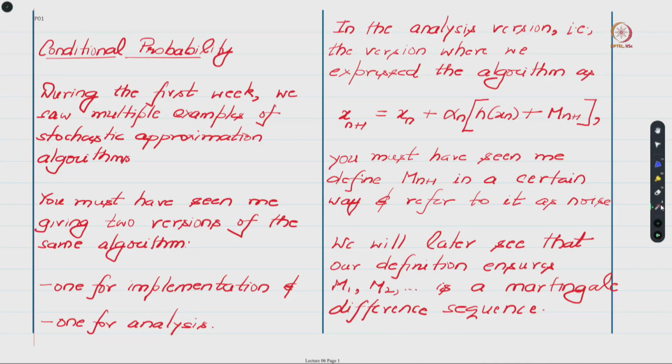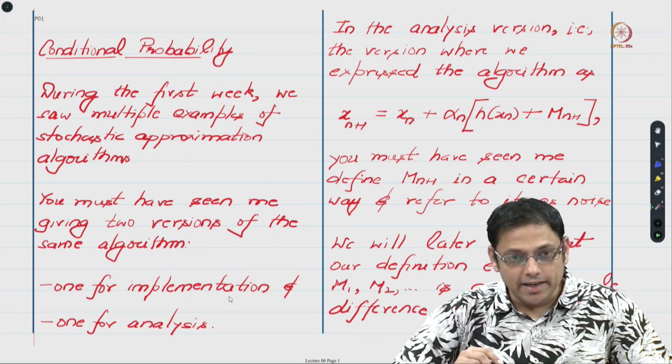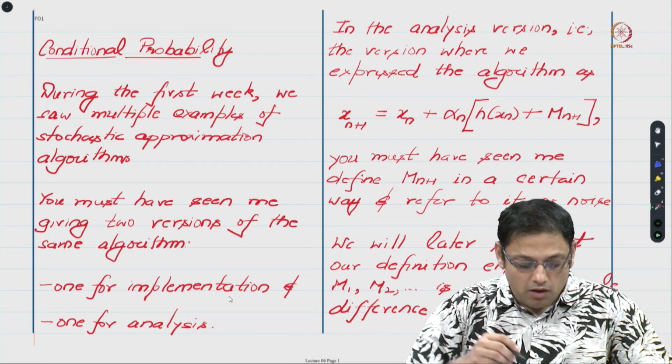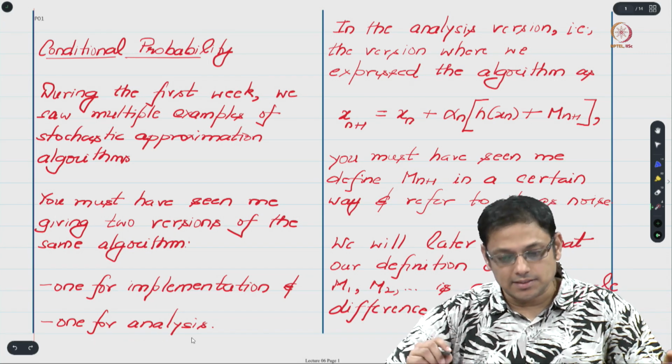In the first week of this course, you must have seen me describe several examples of stochastic approximation algorithms, right? During this discussion, you must have seen me giving two versions of the same algorithm. I would have stated one algorithm which was in some sense useful for implementation, and you would have seen me give another version which was more suitable for analysis, right.